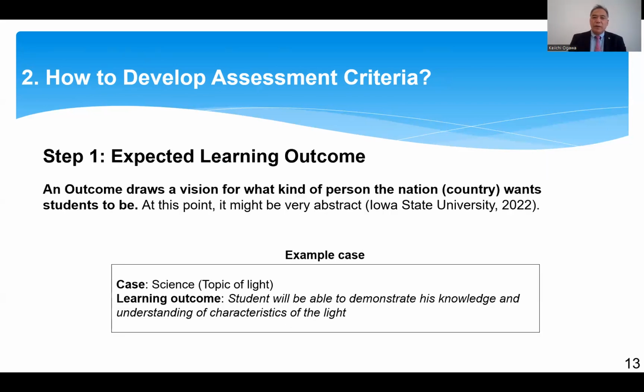First step is learning outcomes. Expected learning outcomes. An outcome draws a vision for what kind of person the nation or country wants the student to be. At this point, it might be very abstract. So, the example case.